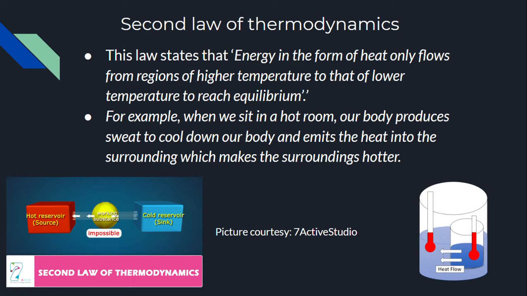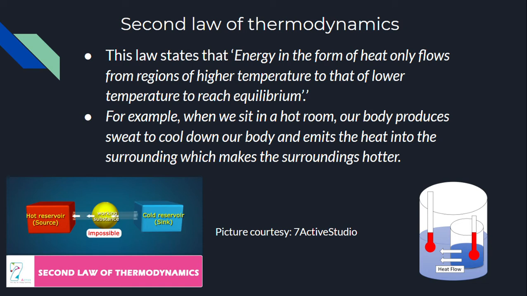Second law of thermodynamics. This law states that energy in the form of heat only flows from regions of higher temperature to that of lower temperature to reach equilibrium. This law means that energy in the form of heat, meaning heat energy, only flows from regions of higher temperature to those of lower temperature to reach equilibrium.